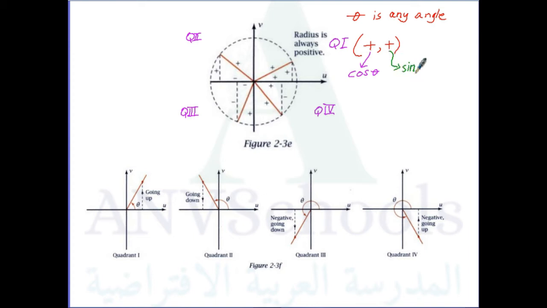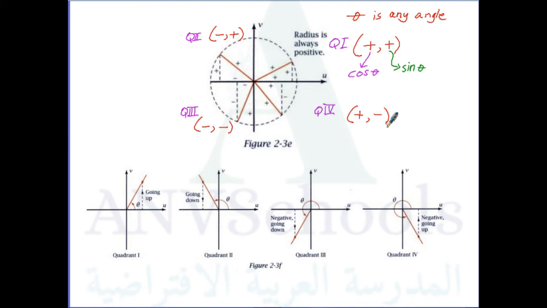And this is true for all of the quadrants. So here you have positive cosine, positive sine. Here we have negative cosine, positive sine. Here we both have negative sine and cosine. And in quadrant 4, we have a positive cosine and negative sine. So this is how to familiarize yourself with the cosine theta and sine theta values.